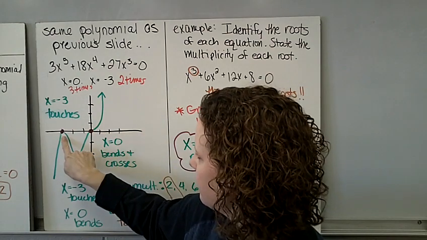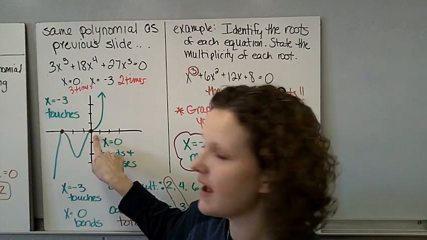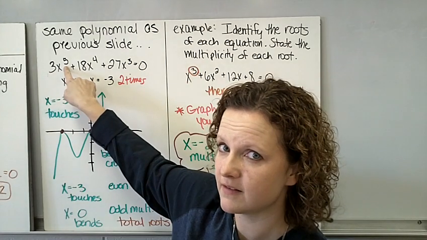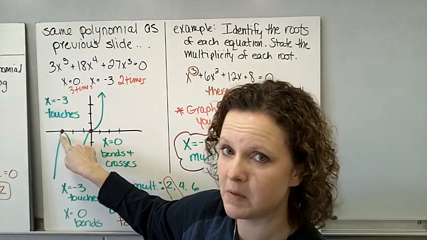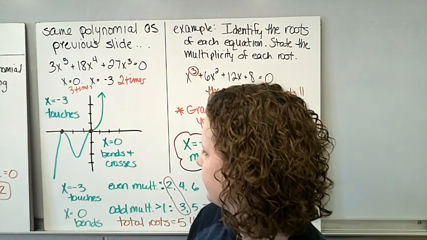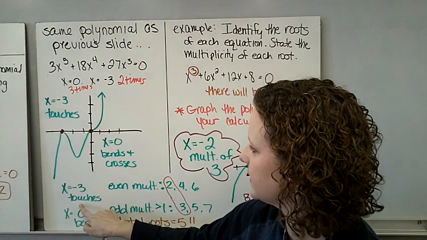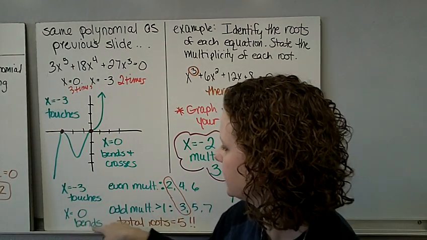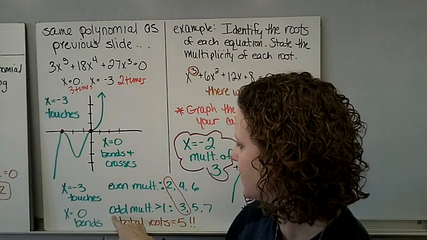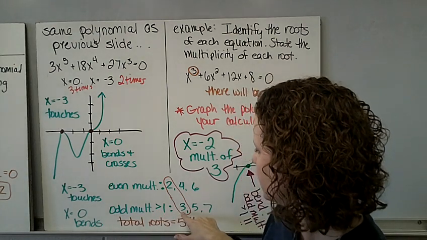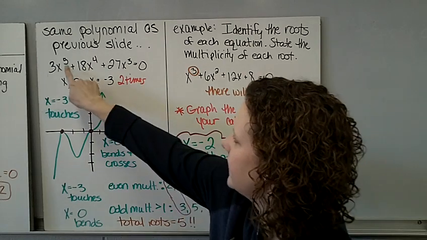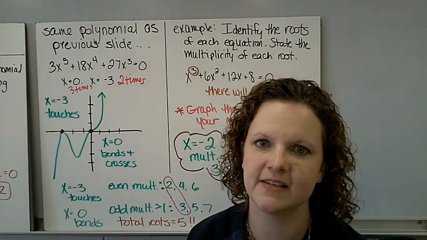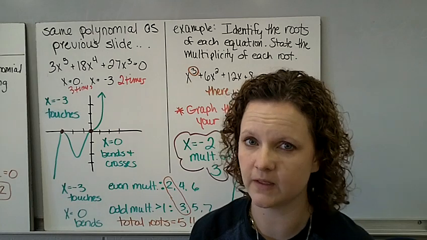So I have a multiplicity of 2 and a multiplicity that is odd but greater than 1. I can only have 5 roots, therefore 2 plus 3 is 5. So x equals negative 3 touches, so I have an even multiplicity of 2, 4, or 6. X equals 0 bends as it crosses, so I have an odd multiplicity greater than 1, so that would be 3, 5, or 7. I can only have 5 roots, so 2 plus 3 is 5. You'll get the hang of this, and you're going to use your graphing calculator, so it'll be good.